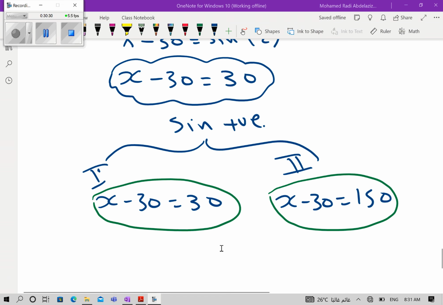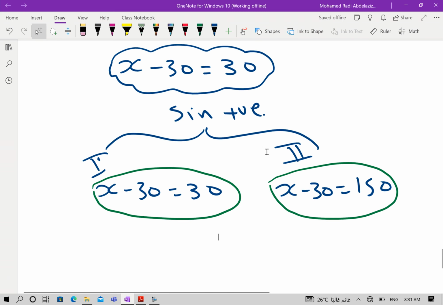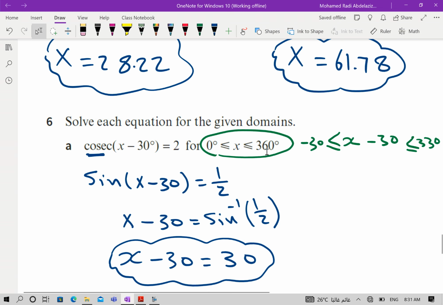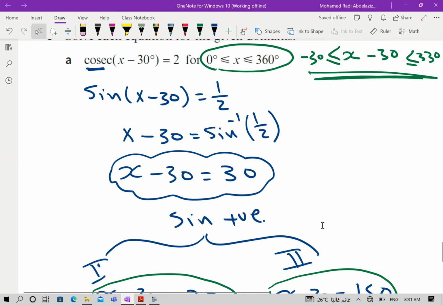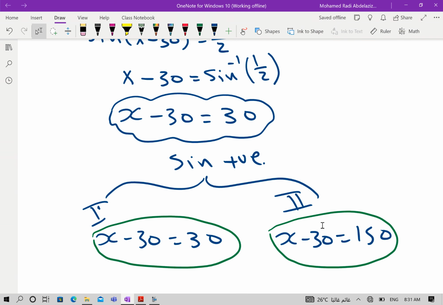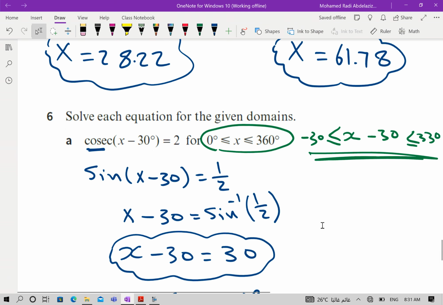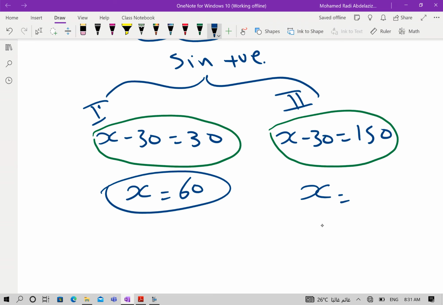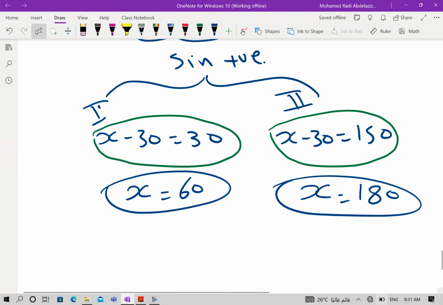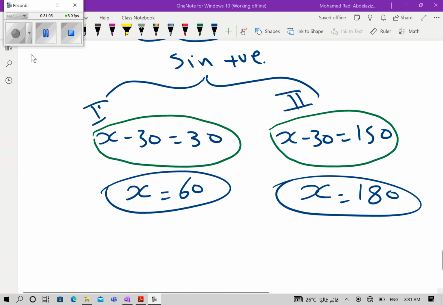Look at the range after extending. Is 30 in the range? Yes. If we add 360, out of range. If we subtract 360, out of the range. Is 150 in the range? Yes. If we add, out of range. If we subtract, out of range. Now you can get x as the subject. This is the final solution.